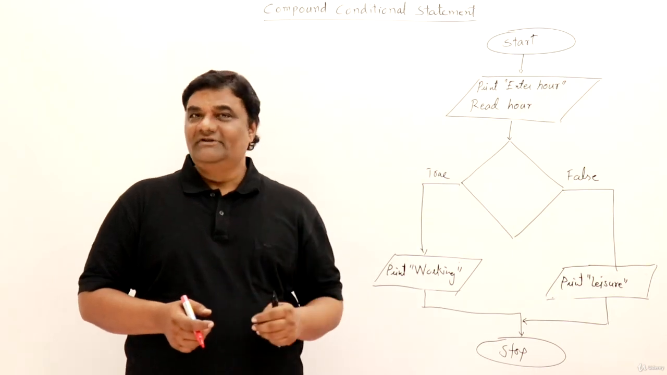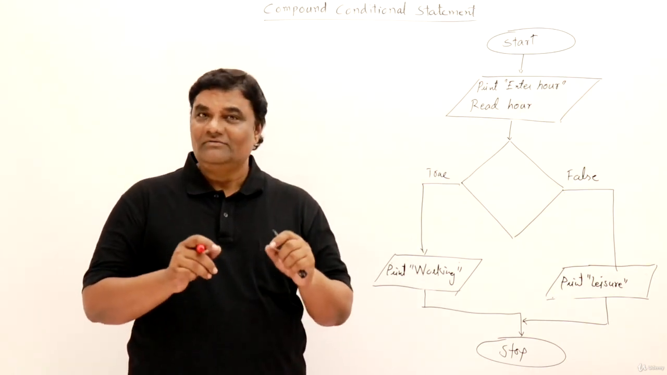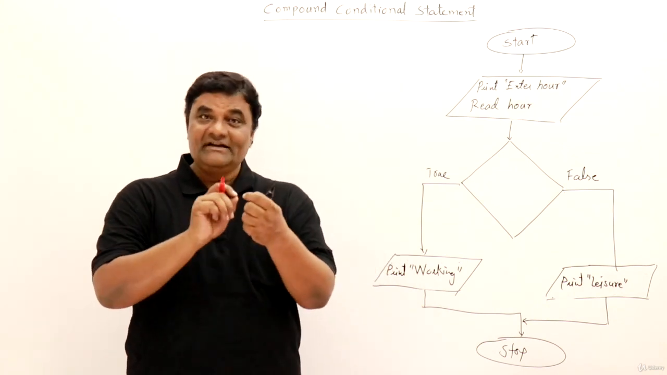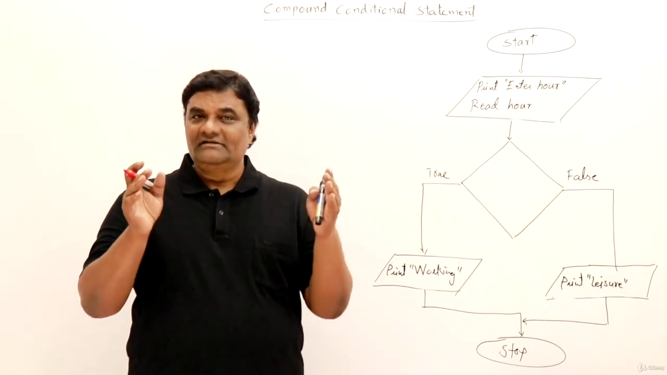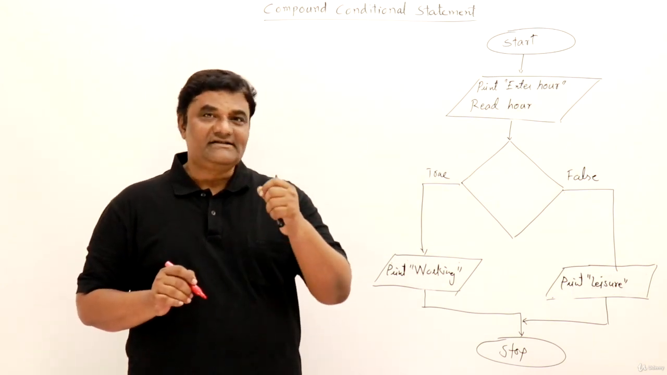In the previous video, we have learned about logical operators. Logical operators are used for writing compound conditional statements. We can combine more than one conditional statement by using AND, OR. Example: write a compound conditional statement and write a program on that. So what is the example here?